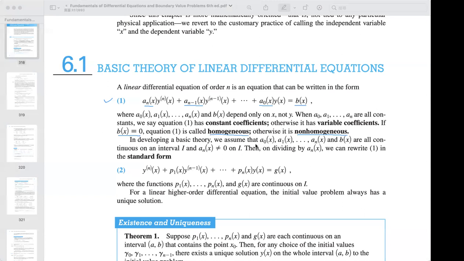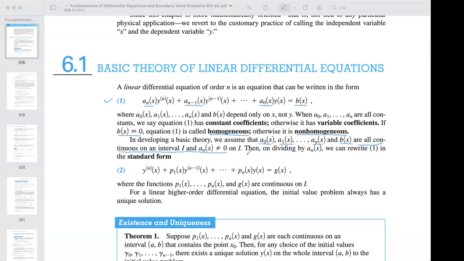Usually, we want to make sure the coefficients a_0(x), a_1(x), ..., a_n(x), and b(x) are continuous on an interval I, especially the leading coefficient a_n(x), which cannot be 0 on I. If there is some point on I such that a_n(x) is equal to 0, then this term will vanish. That means it won't be an nth order equation. So we require a_n(x) not to be equal to 0 for any point on I.